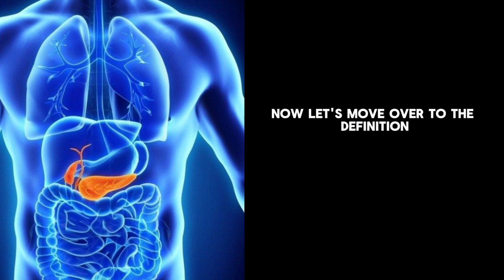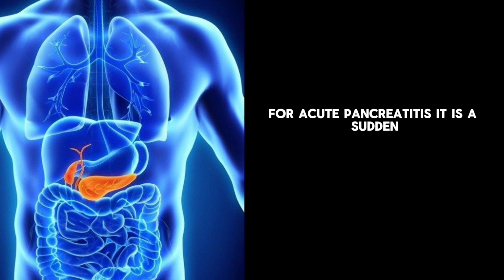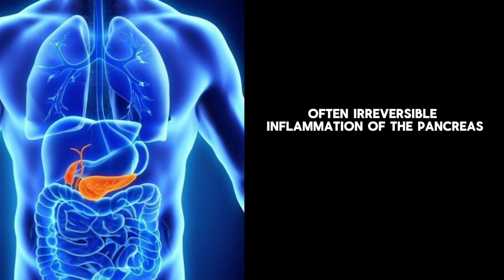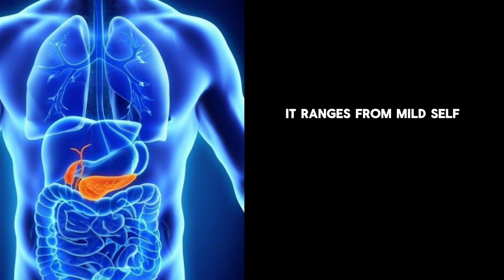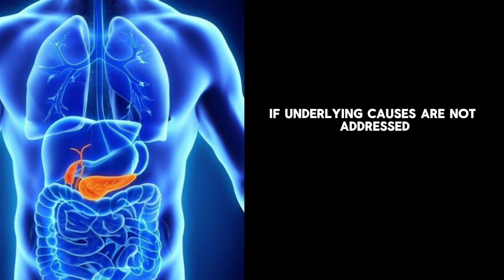Now let's move over to the definition and the types of pancreatitis. Pancreatitis is defined as the inflammation of the pancreas, which can occur in two primary forms, acute and chronic. Acute pancreatitis is a sudden, often reversible inflammation of the pancreas. It ranges from mild, self-limiting cases to severe and life-threatening conditions with systemic complications. Acute pancreatitis is typically a one-time event but can actually recur if underlying causes are not addressed.